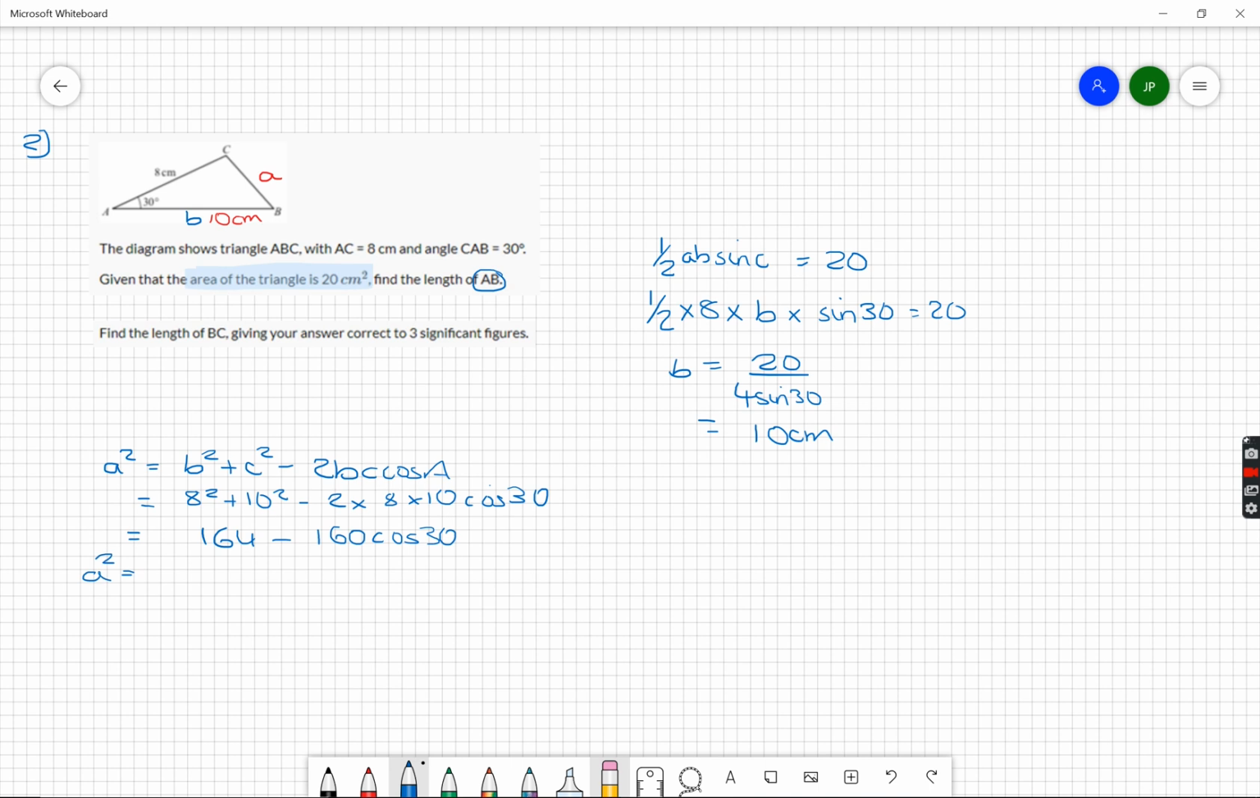We will get our first answer, and then to get A, we're just going to square root that final bit. So let's go straight to A instead. So A is going to be the square root of 164 minus 160 cos 30. Make sure we're using as exact values as we can all the way through. So to 3 significant figures, we should get 5.04 centimeters.